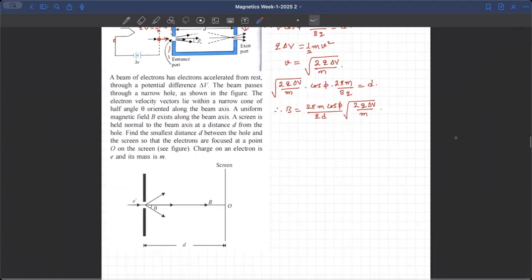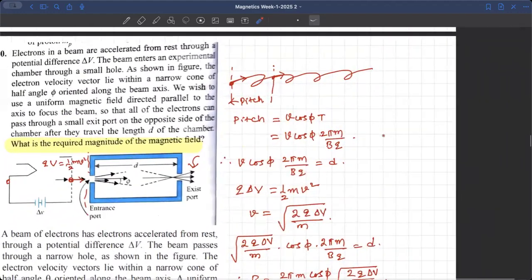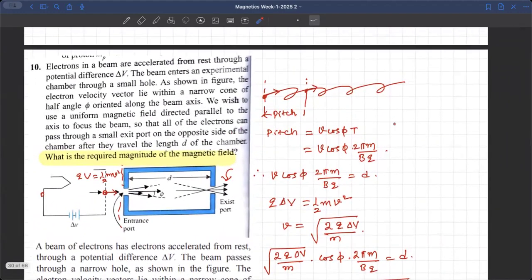Now we will work on this. Both questions are actually the same, this one as well as this one. This is also given in H.C. Verma. Now go through the question. Electrons in a beam are accelerated from rest through a potential difference delta V. The beam enters an experimental chamber through a small hole. Here you can see the whole part. As shown in the figure, the electron velocity vector lies within a narrow cone.